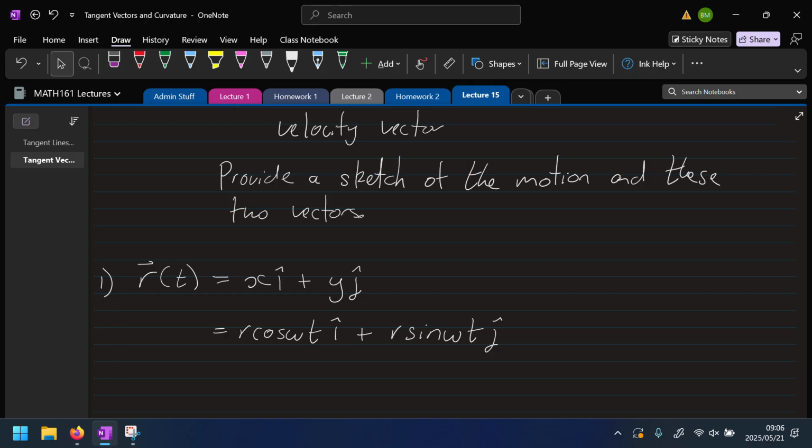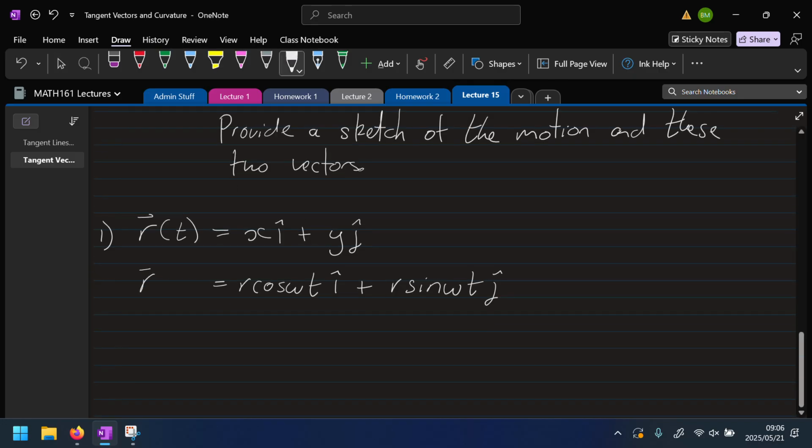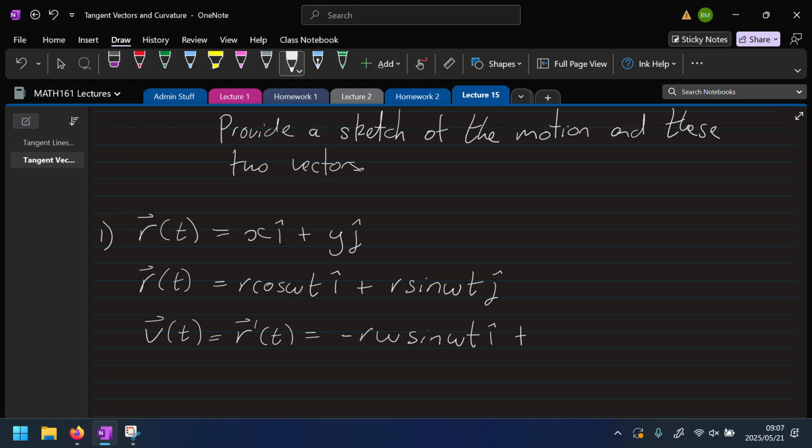Okay, so that's the position vector. What about the velocity vector? We need to do the time derivative. So the velocity vector v, that's going to be r prime of t. The derivative of cos is minus sine, and we take the omega out. Plus, the derivative of sine is cos, and we take the omega out. Okay, so we got the velocity vector.